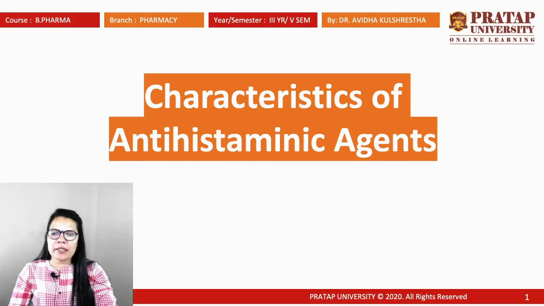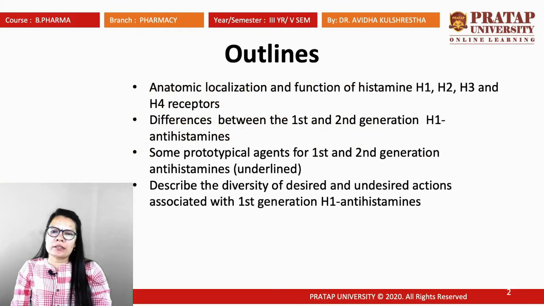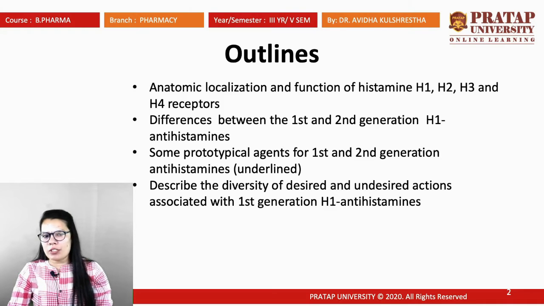So basically, for antihistaminic agents, the outlines we are going to discuss are the anatomic localization and function of histamine receptors H1, H2, H3, H4, and the difference between first and second generation antihistamines. We will also discuss some prototypical agents of first and second generation antihistamines, and the description and diversity of desired and undesired actions of first generation antihistamines. These are the outlines we are going to discuss in this lecture.